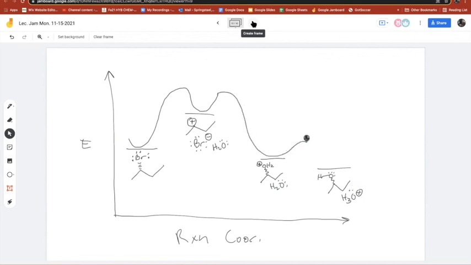Let's add in our activation energy arrows. Make sure we start them at the right spots. So what's special about that first activation energy arrow? It's the rate determining step. And is it the longest of them? Yeah, looks like the most activation energy. That'll be the slow step.